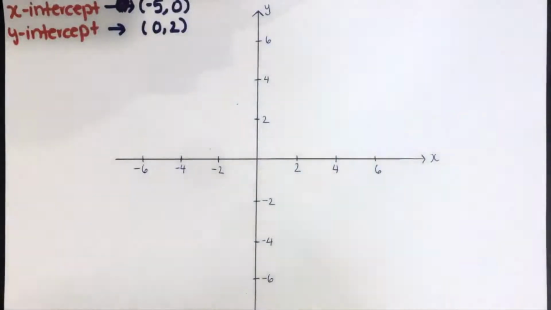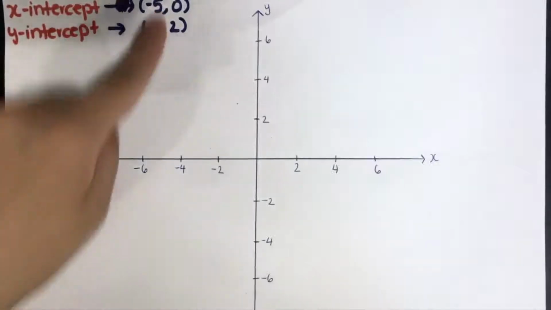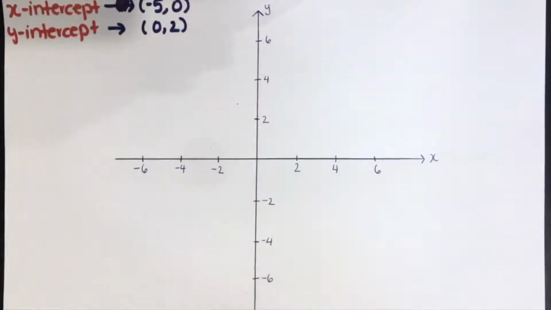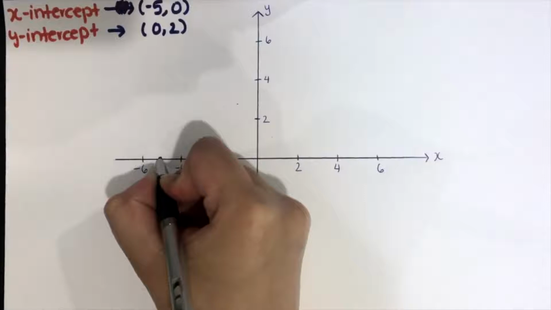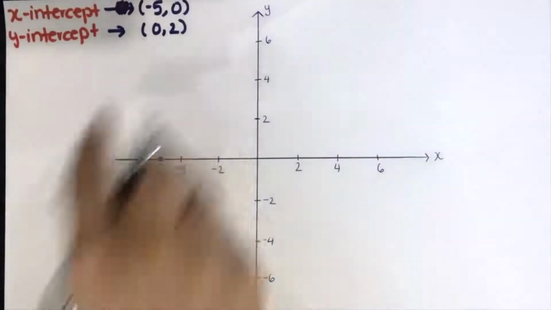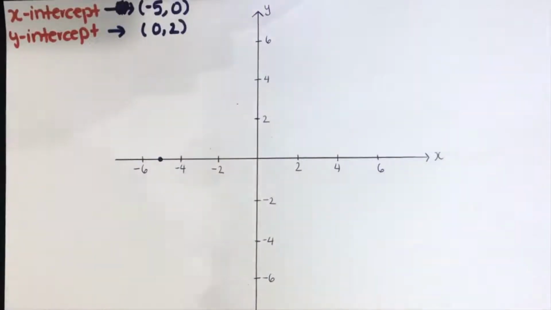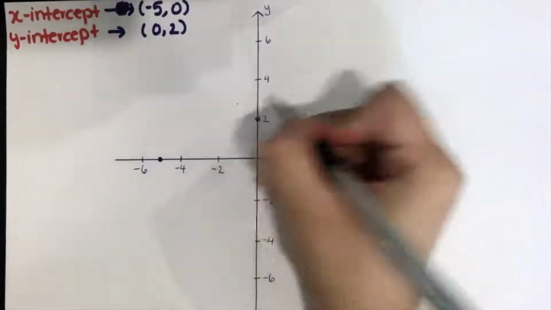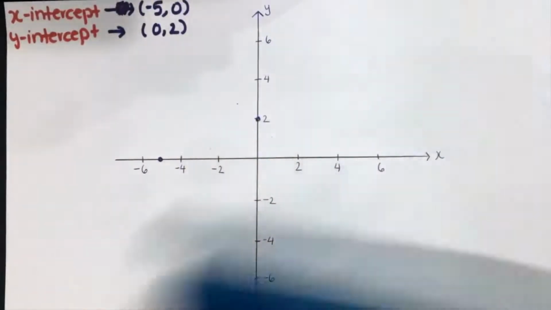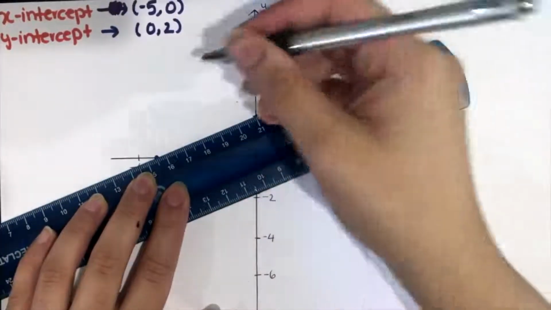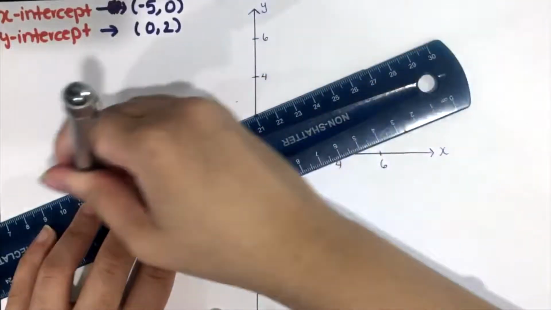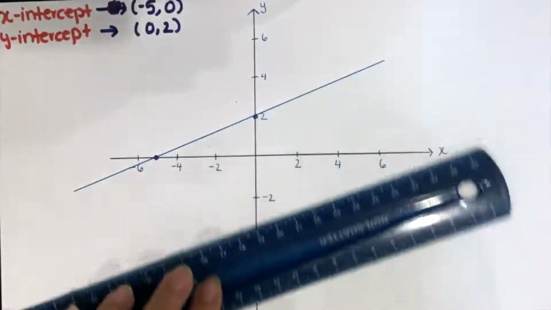Okay, so we have this plane now, and now we need to plot our x and y intercept. So let's plot the point negative 5, comma 0. Negative 5, comma 0 is going to be right here. So let's put a dot right there. And then let's do the y-intercept, 0, comma 2. So that's right here. And now what you're going to do is just connect the dots and draw a line through these points. So we have something like this.